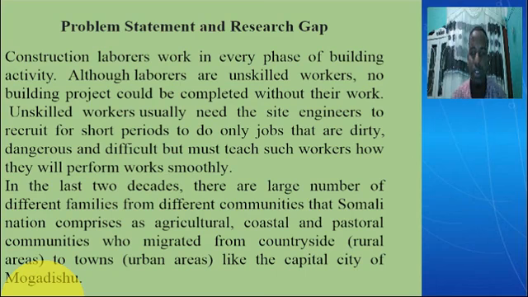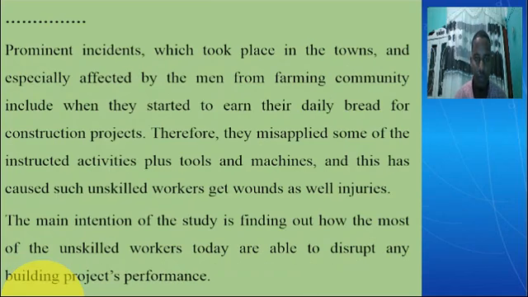In the last two decades, a large number of different families from the different communities that the Somali nation comprises, such as agricultural, coastal, and pastoral communities, have migrated from the countryside, rural areas, to towns, urban areas, like the capital city of Mogadishu. Prominent incidents took place in the town, especially affecting men from the farming community when they started to earn their daily bread from construction projects.